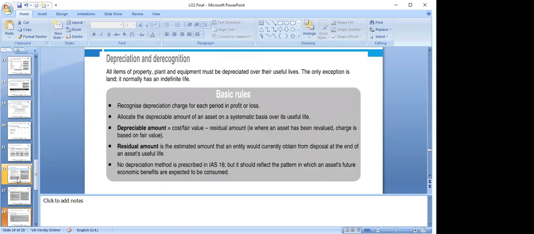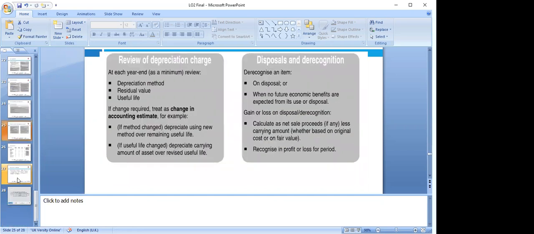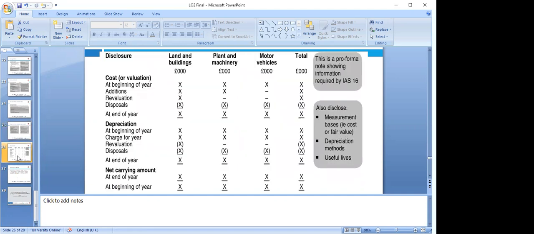So the basic rule is to recognize the depreciation for each period in the profit and loss, allocating depreciation on a systematic basis over the useful life of the asset. The depreciation amount is cost, fair value, less residual value. Yes, we'll carry on. And residual value is the estimate at the end, and IAS 16 we follow in the company. Yes, review the depreciation charges, residual value and useful life. Yes, you can use the depreciation methods of straight line or diminishing balance.